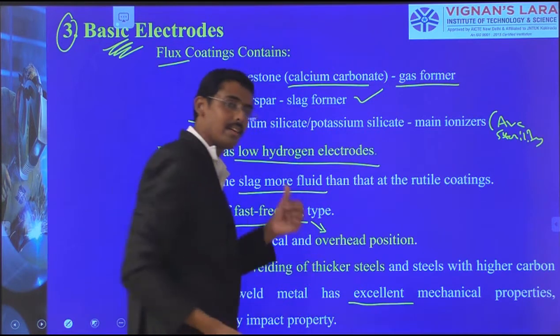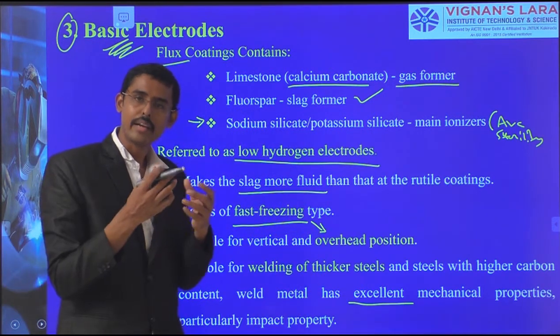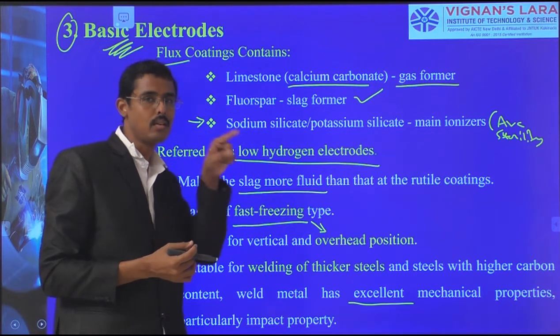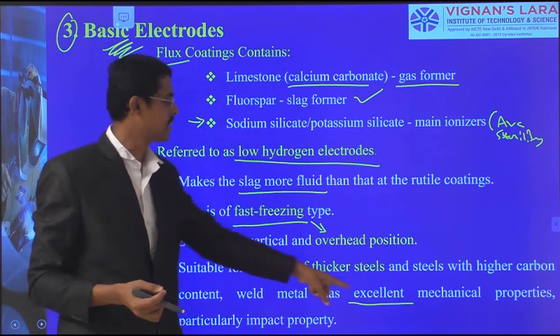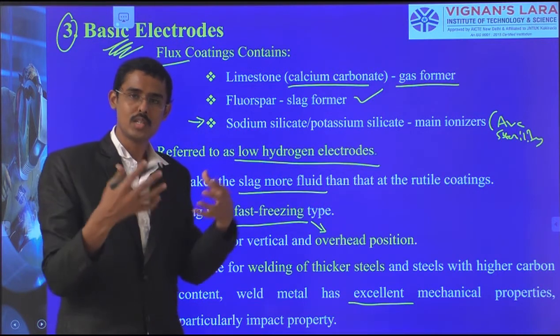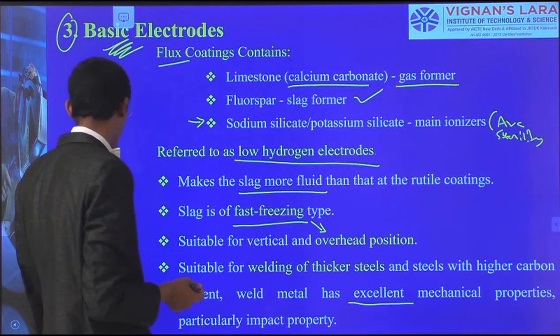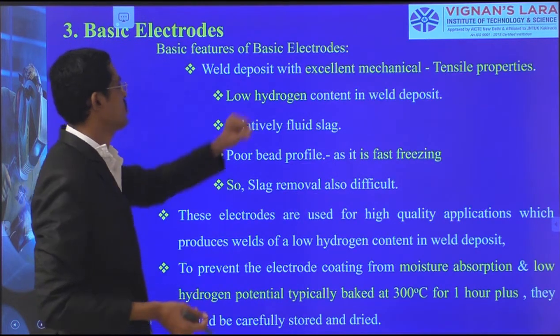In the previous types we have seen this word "excellent" was not used. Moderate, good mechanical properties in the cellulose and rutile. But in the basic we are getting an excellent mechanical property because hydrogen is not there, cracks will not form. Obviously good bonding will be there. We will get good mechanical properties. Right. Basic features, what are they?